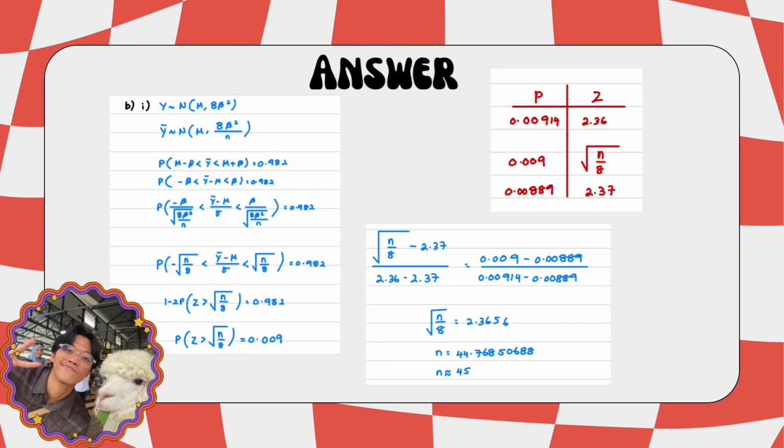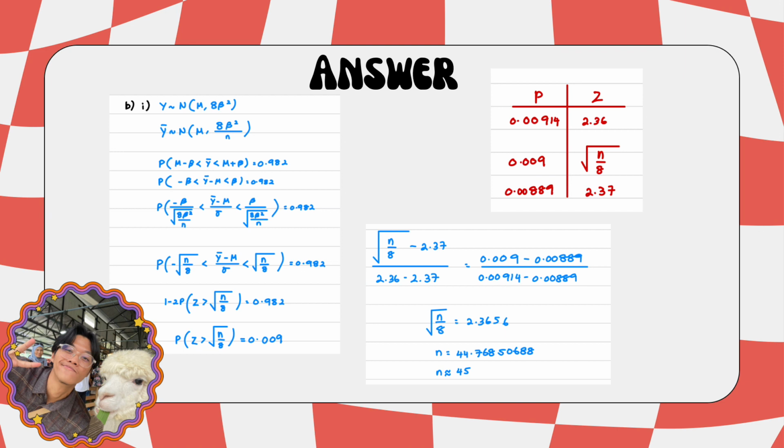For question B1, it has been given that the sample mean y bar is in the range between mu minus beta and mu plus beta, and it has a probability of 0.982. So what is n? Since y bar is a normal distribution with unknown mean, and variance is 8 beta squared over n, we can just substitute its value into the distribution, but we need to expand it first, then simplify its distribution. Then, we got the probability of z is bigger than square root of n over 8, which is equal to 0.009.